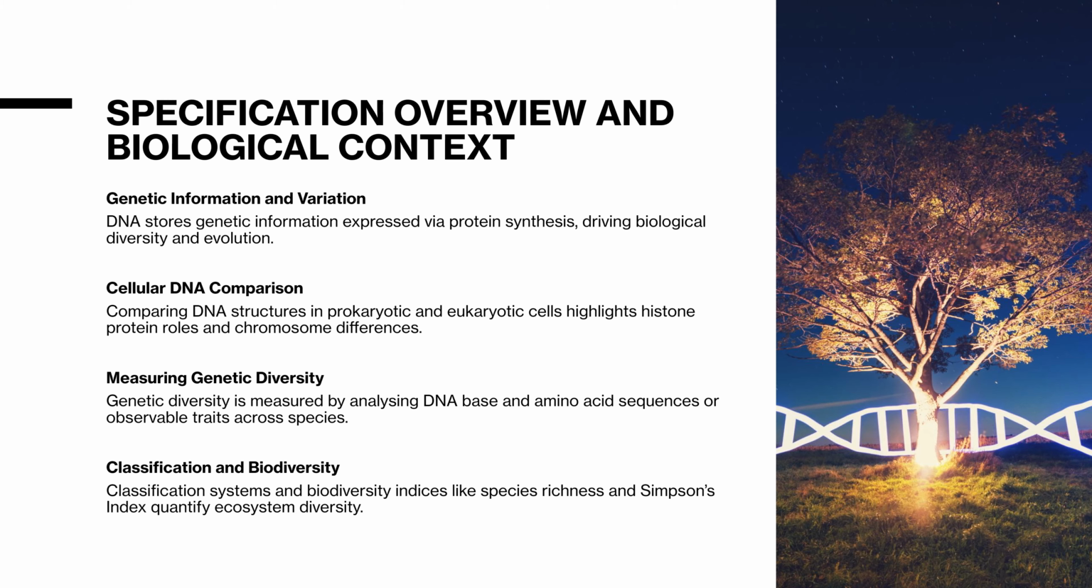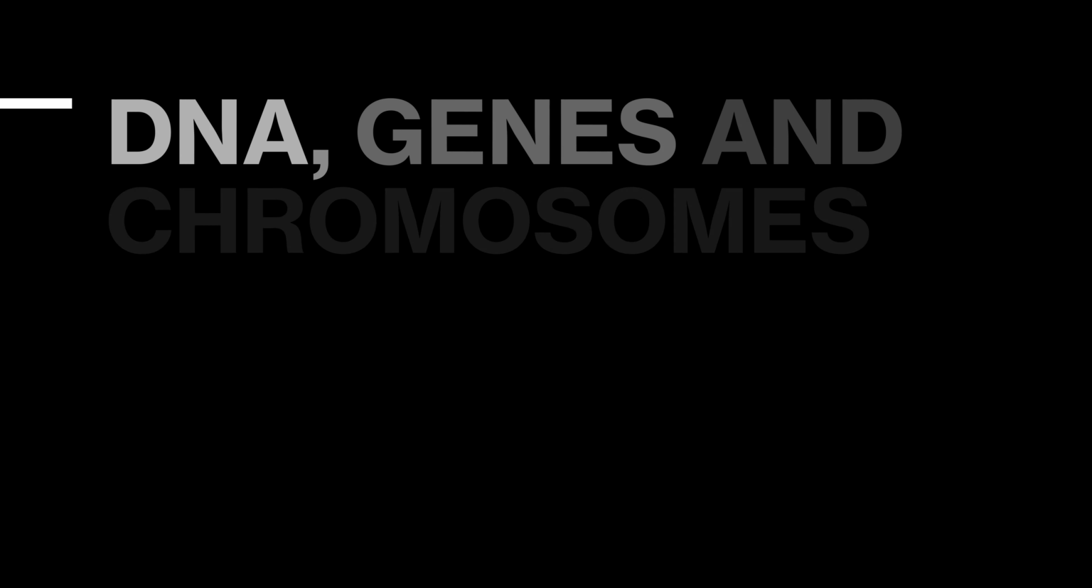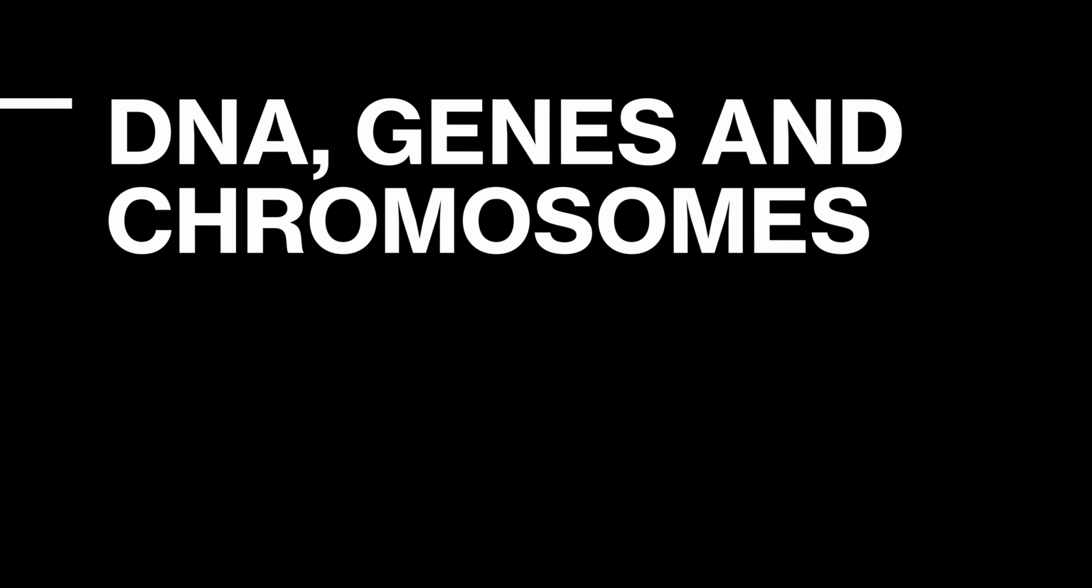The topic further explores how genetic diversity can be measured using differences in DNA base sequences, amino acid sequences, or observable characteristics. Beyond genetics, students must understand classification systems, including the use of phylogenetic trees and the concept of species based on reproductive isolation. Biodiversity is examined quantitatively using species richness and Simpson's index of diversity, both of which are essential for required practical skills and exam questions.